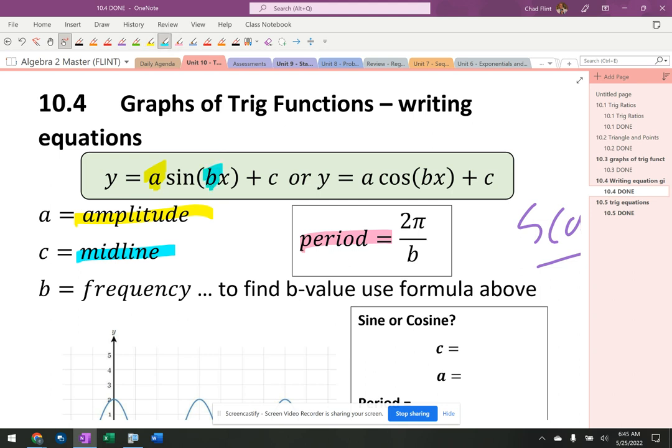All right, the frequency is right there, and you just use that to get the period, which is why people tend to write the frequency down. And then the midline is going to be whatever you've got happening here.